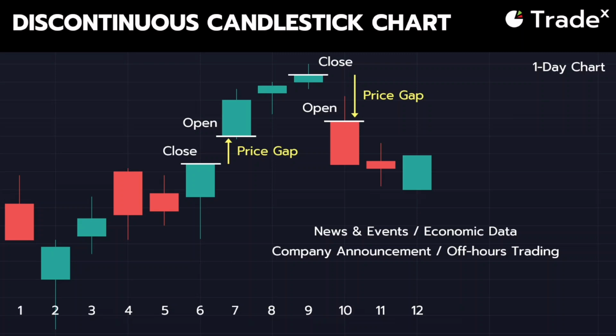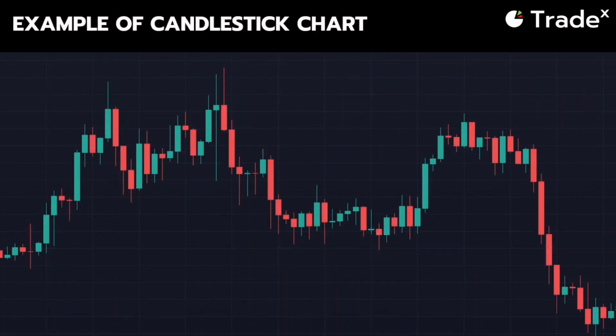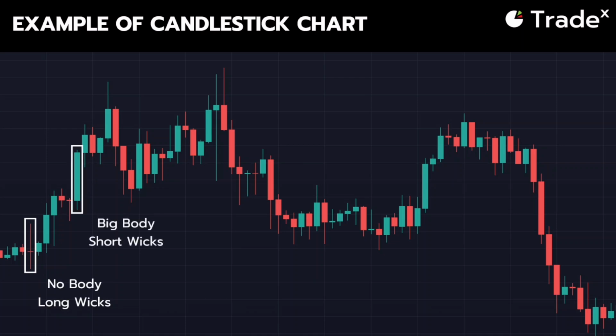Alright, now that we've covered the basics of candlestick charts, let's delve into understanding the meaning of each candlestick by examining its body and wicks. Let's start with some examples. This candle has no body but long wicks. This candle has a large body but short wicks.